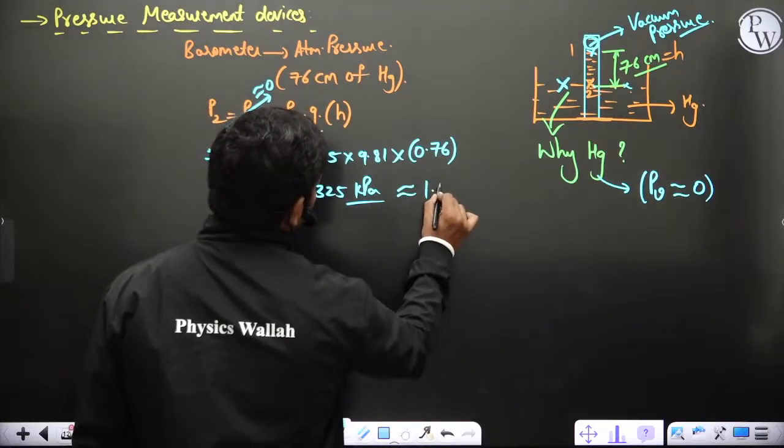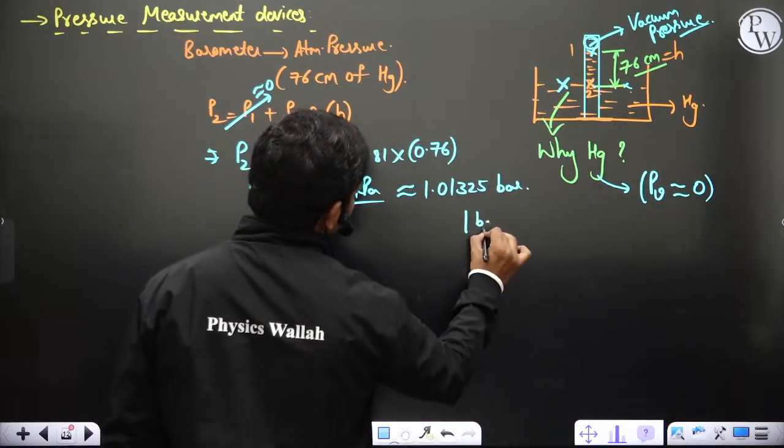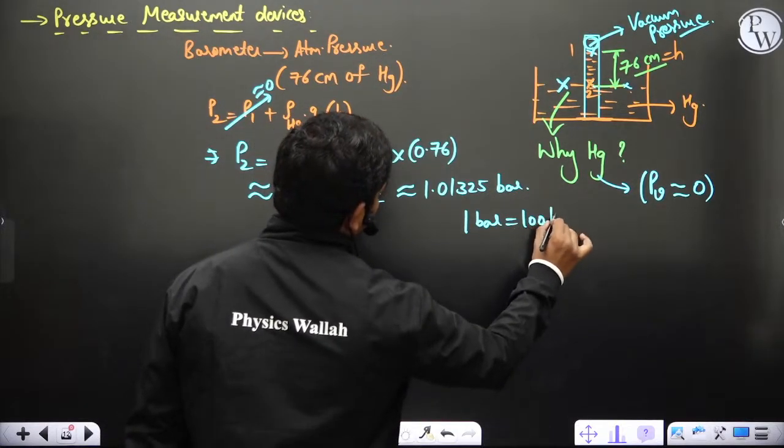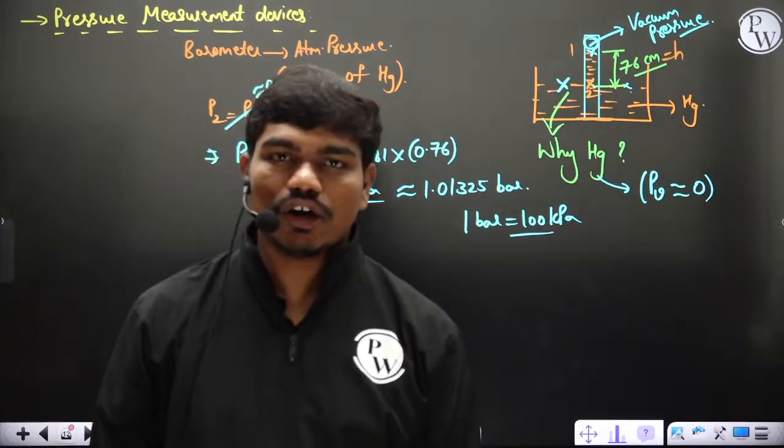and sometimes you write this in bar as 1.01325 bars. Okay, and 1 bar is equal to 100 kilopascals. So all these are the units for measuring pressure actually.